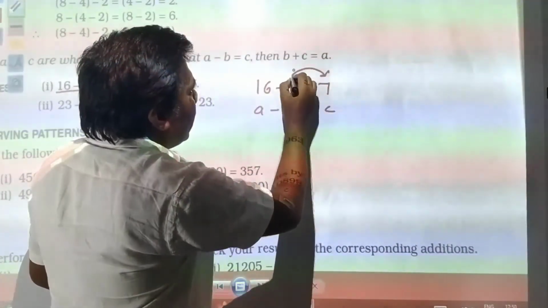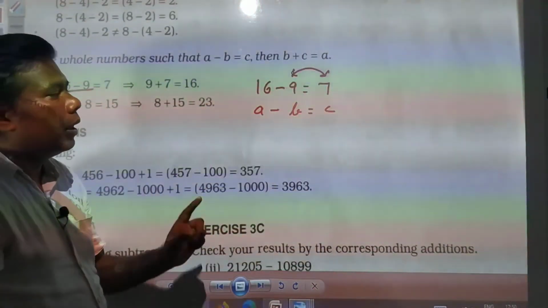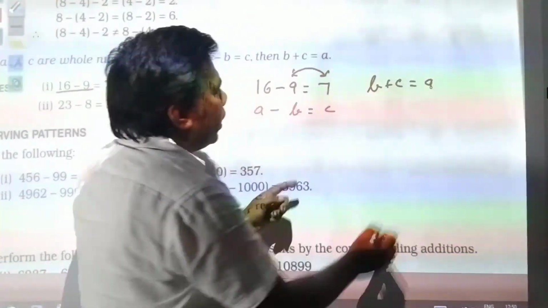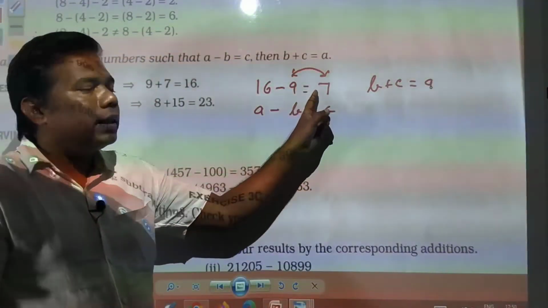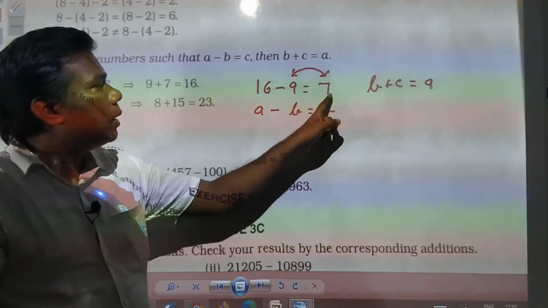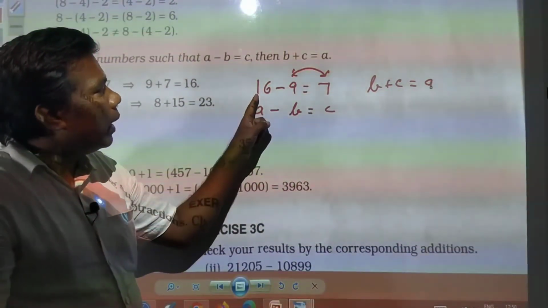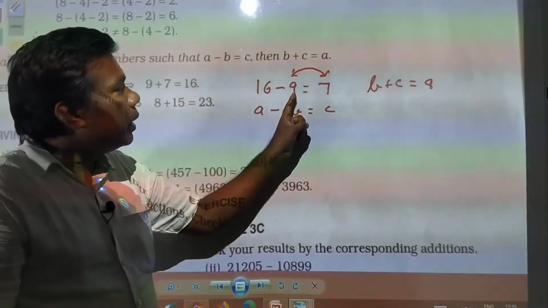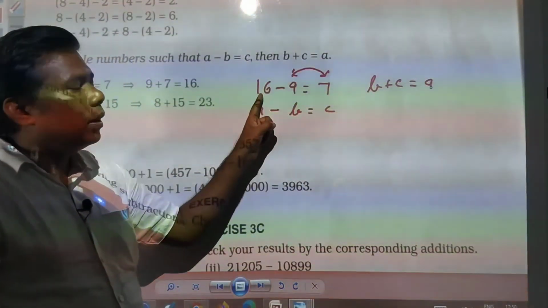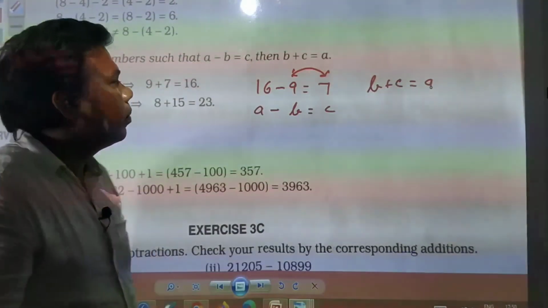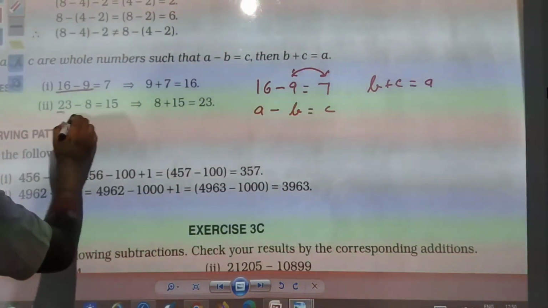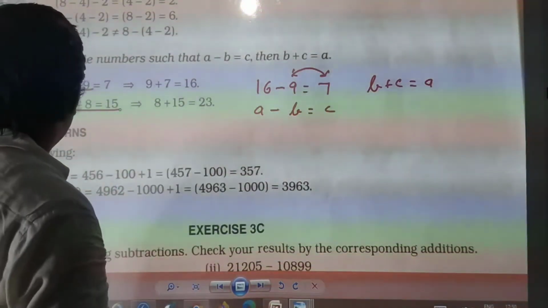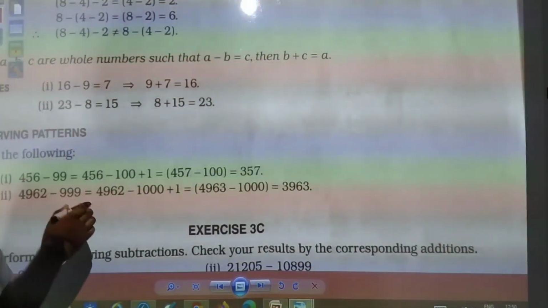9 plus 7 is equal to 16. It means B plus C is equal to A. If you are adding 9 and 7, what will you get? 16. So if A minus B is equal to C, then B plus C will be A. Second example, you see 23 minus 8 is equal to 15. So 8 plus 15 will be 23.